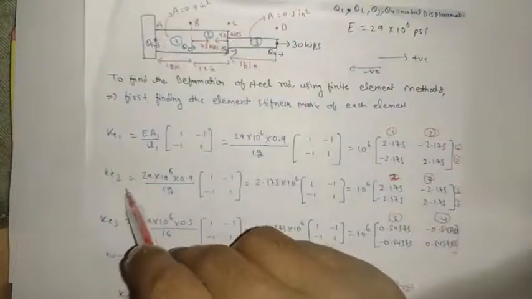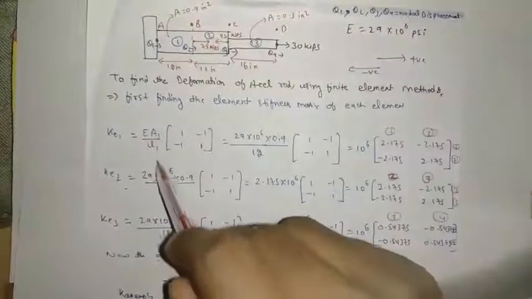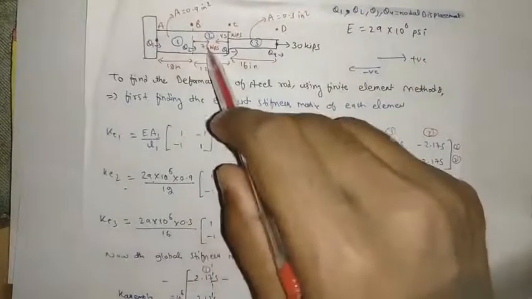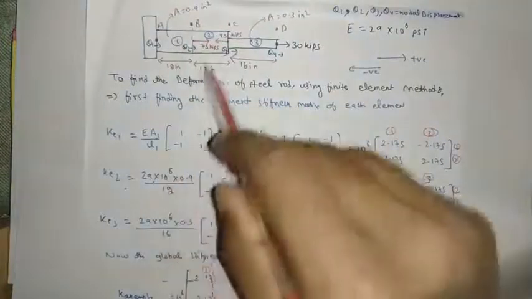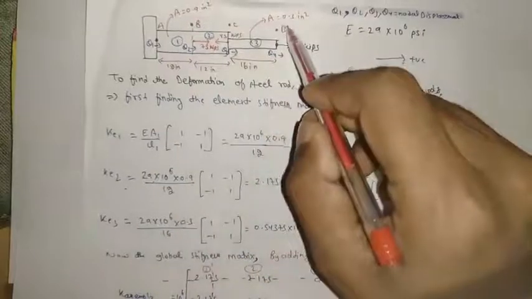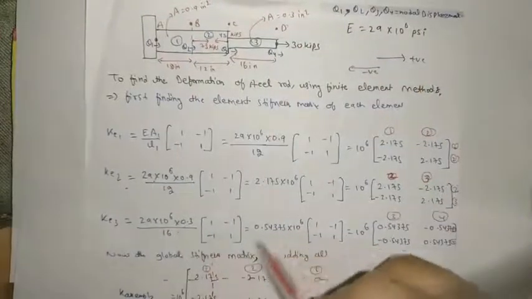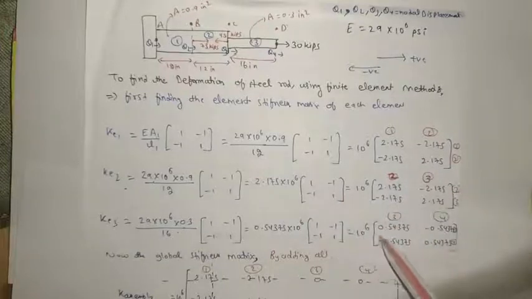Similarly ke2 is EA by L2. E has the same value, and the area of cross section for the second element is the same as the first element, and the length is also the same. But in the case of the third element, the area of cross section changes to 0.3 inch square, and the length value is also changed. The other values are the same, and the 10 to the power 6 is also the same.